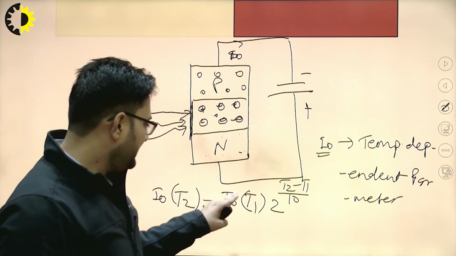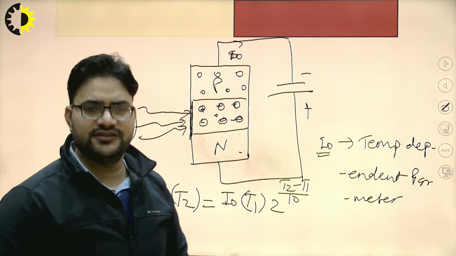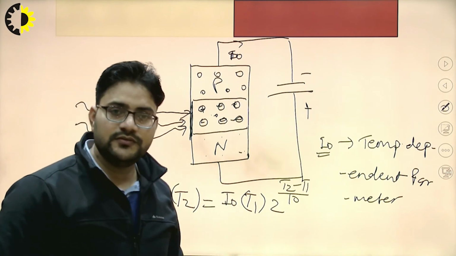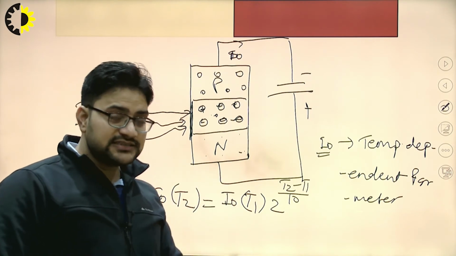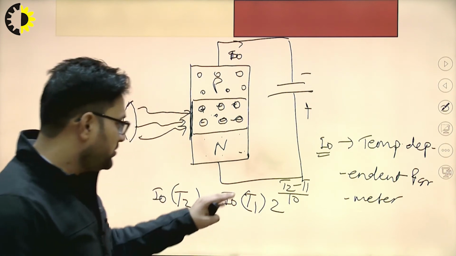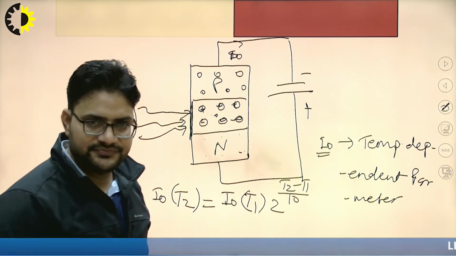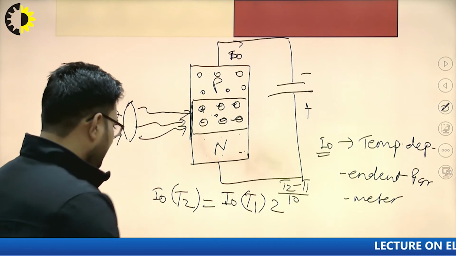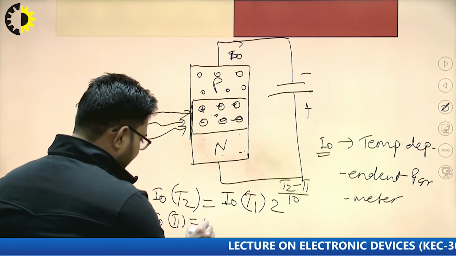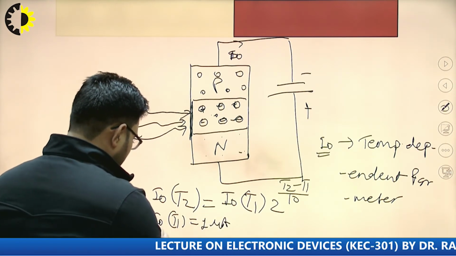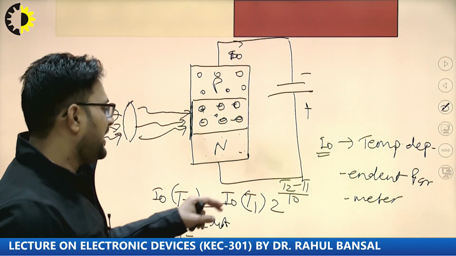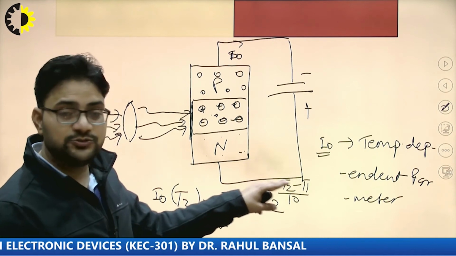Suppose that at any temperature T1, say it is 10 degree Kelvin, the minority charge carrier current is 1 microampere. Now if we increase the temperature from 10 degree Kelvin towards 20 degree Kelvin, the difference between the temperatures is 10 degree Kelvin. So I naught at 20 degree Kelvin will be equal to I naught at T1, which is given as 1 microampere, multiplied by 2 raised to (T2 minus T1) divided by 10.